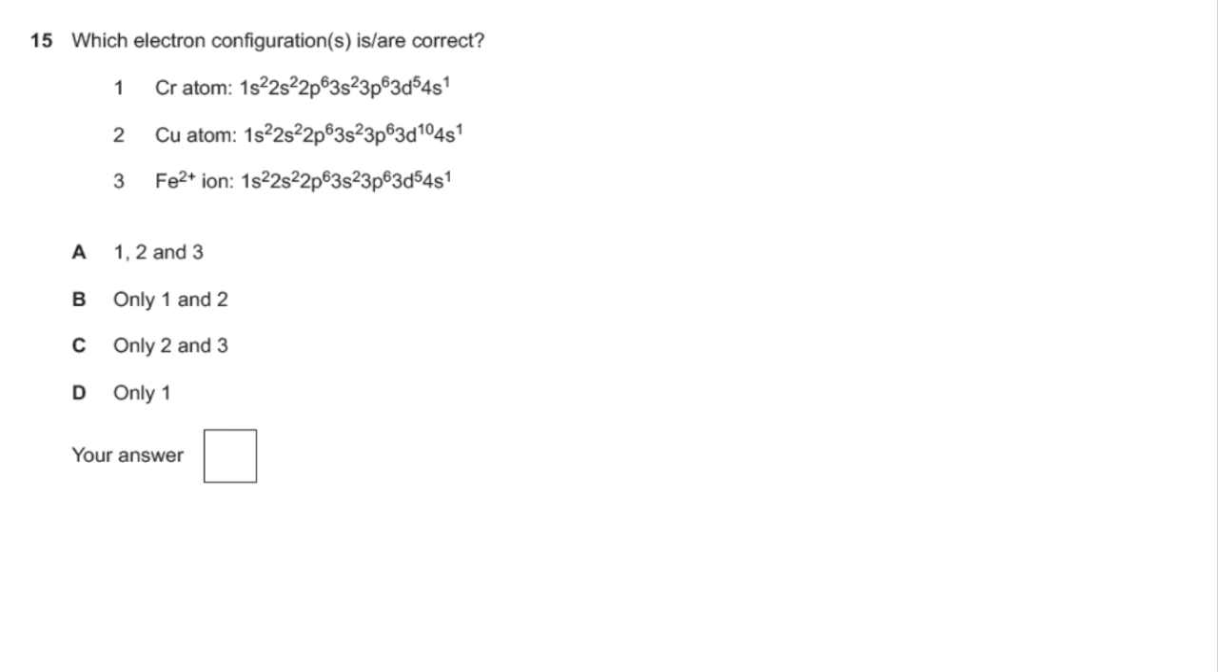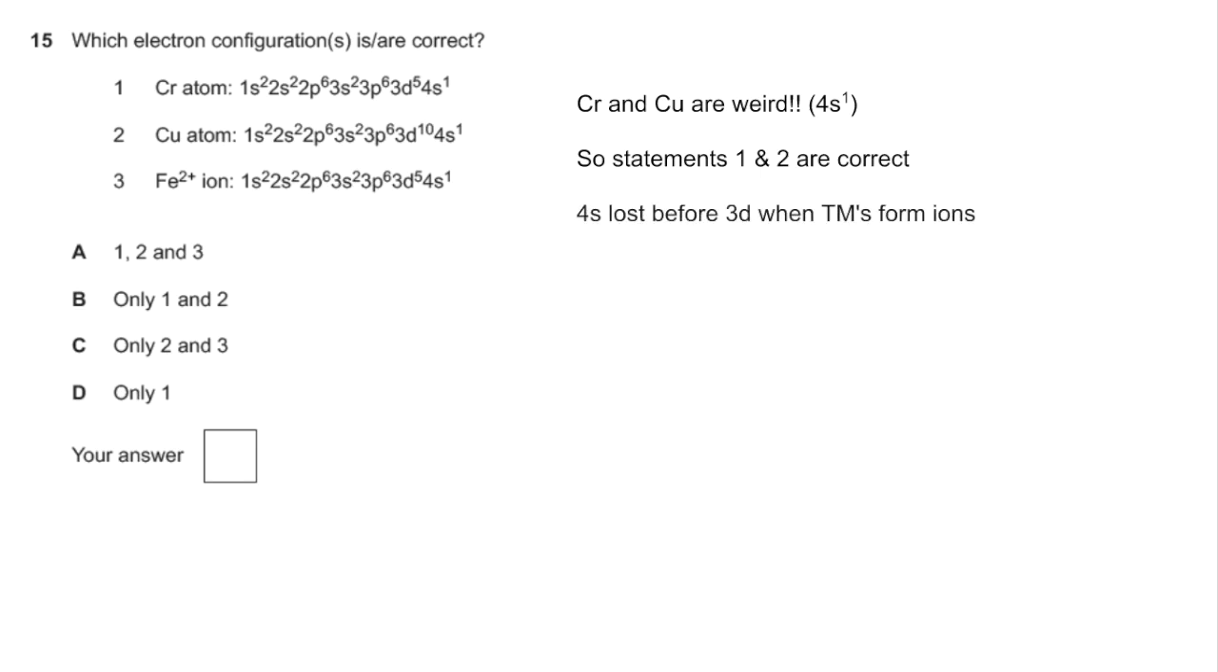And finally, number 15. So I always say to my students, copper and chromium are weird because they have that 4s1 configuration rather than 4s2 like all the others. So therefore, statements 1 and 2 are correct. And when transition elements form ions, it's the 4s electrons that are lost before 3d.